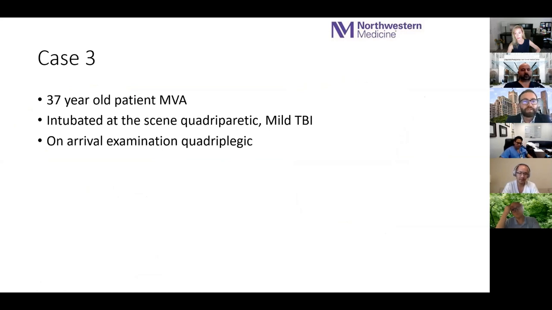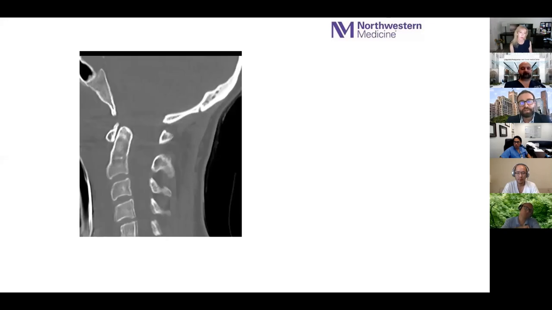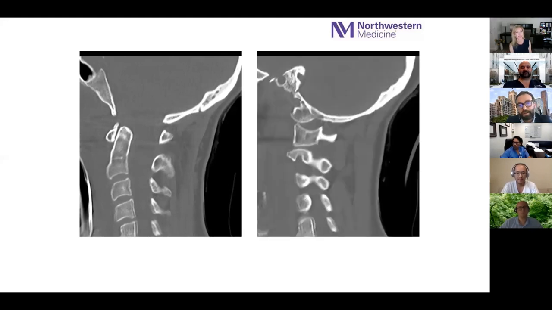So talking about the importance of ligaments in providing stability, this is a 37-year-old gentleman, motor vehicle accident, intubated at the scene, quadriparetic, had mild TBI. On arrival, he was quadriplegic. This is a sagittal scan, and I'll show more. He has a lot of prevertebral soft tissue swelling, even though we don't like to call it that when they're intubated, but still you can tell. Normal predental space. I agree, it looks normal here. So that's why you want to look at all the cuts. Look at all the cuts.